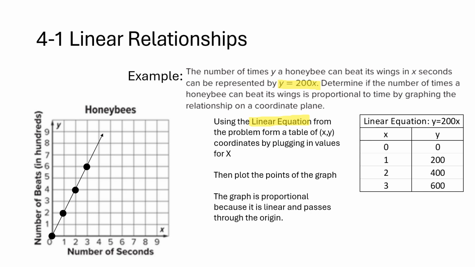If we ask you to find the slope, you would just go back to your equation, and you would simply look at what is being multiplied by x. That's always your slope in a linear equation. So 200 is what's being multiplied by x. Guess what? Your slope is 200 over 1, or just simply 200.